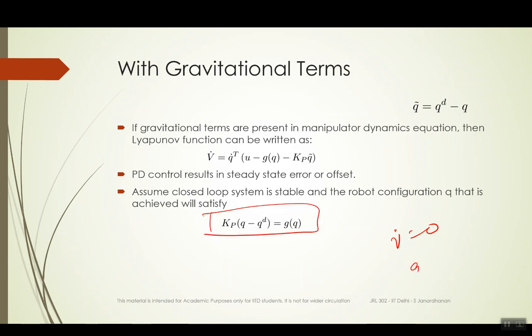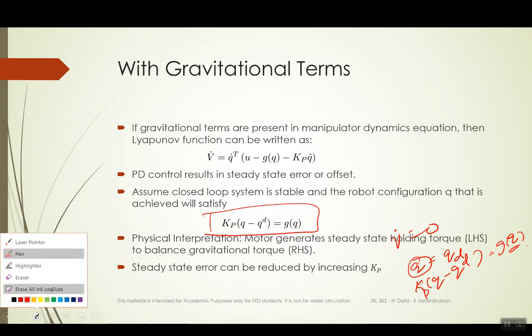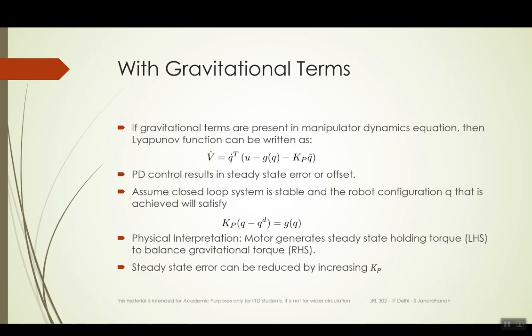So instead of q being equal to qd, the point at which it settles is at an offset error, where q minus qd is such that kp times (q minus qd) is equivalent to the gravity term. So the physical interpretation can be that the motor generates a steady state holding torque, which is kp times this thing. Okay, that will balance the gravitational torque.